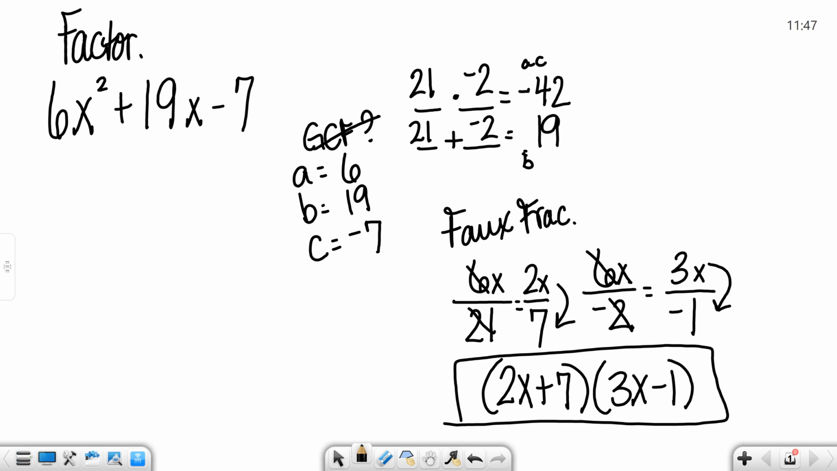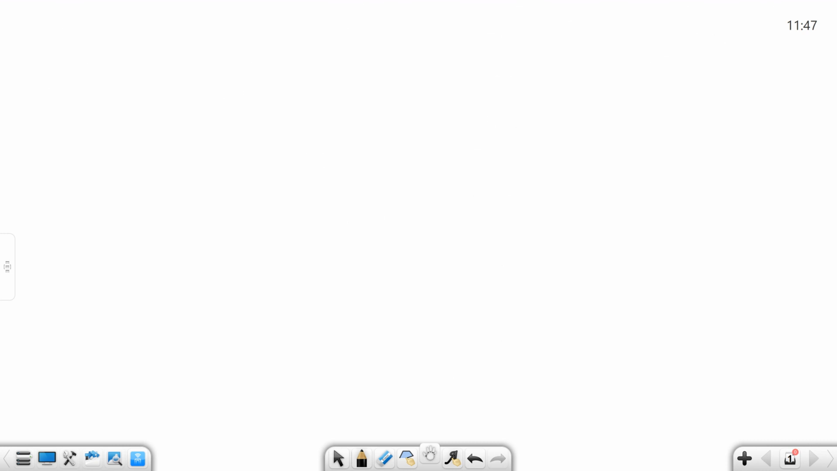All right, so these can get a little tricky. The better you are at multiplying, obviously the easier these are. If it takes you a little while to find the numbers that multiply to give you -42 and add to give you 19, this takes a little bit longer. Just make sure that you are showing your work. Okay, let's do one more that only has one variable, and then we'll do one that has two variables.